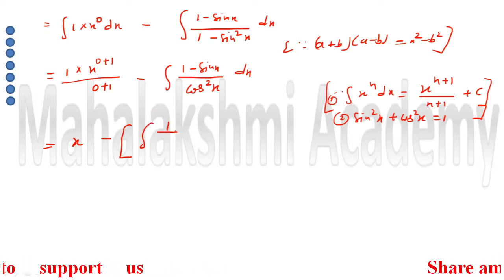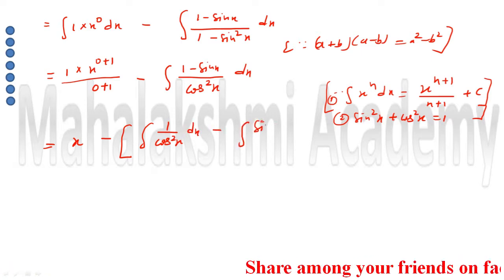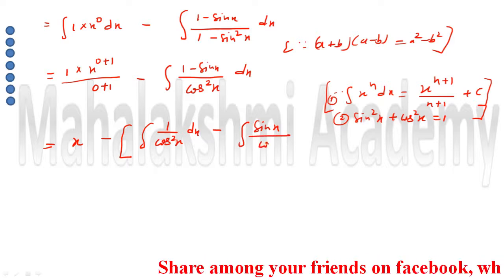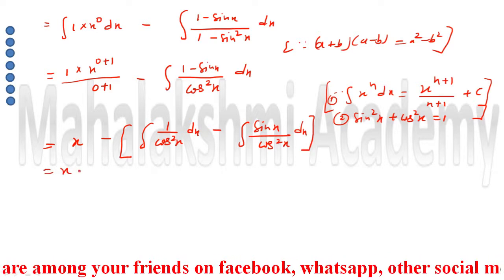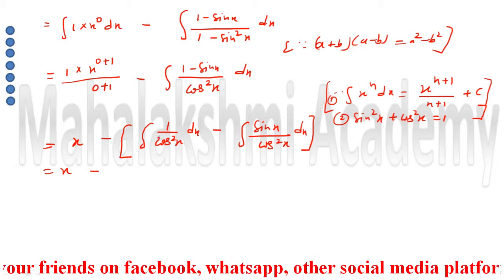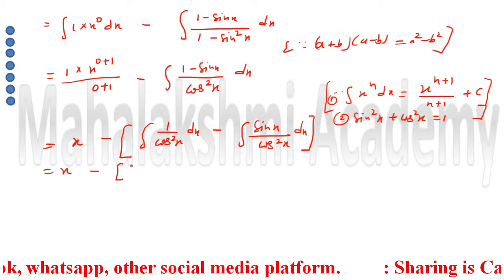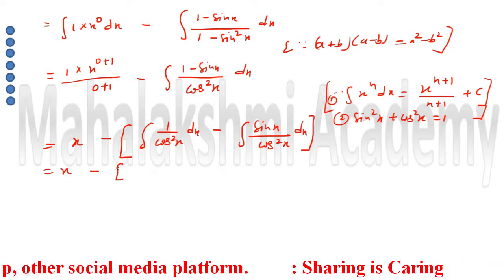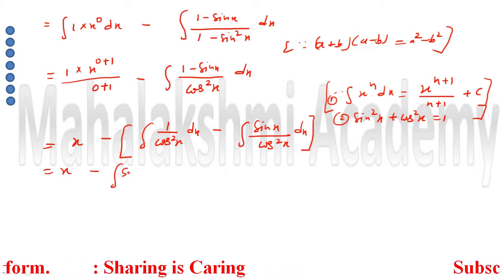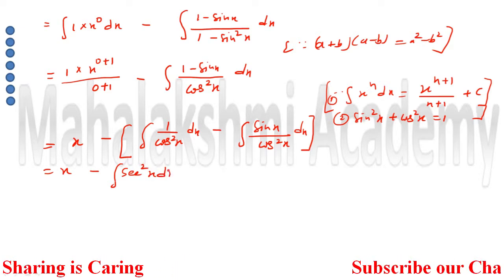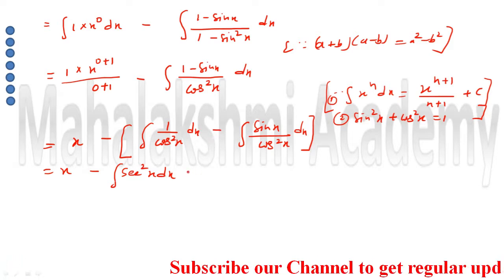So integration of 1 upon cos square x dx minus sin x upon cos square x dx, then big bracket close. So this is going to be x minus, now 1 upon cos square x is sec square x, so I am going to open the bracket. So it is going to be integration of sec square x dx. So 1 upon cos square x is sec square x. Now this minus multiplied by minus is plus.